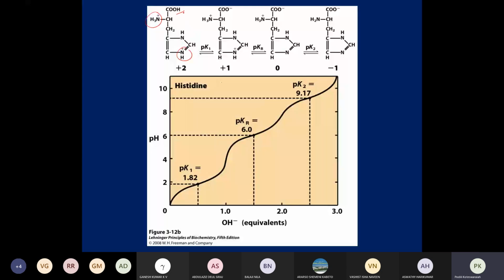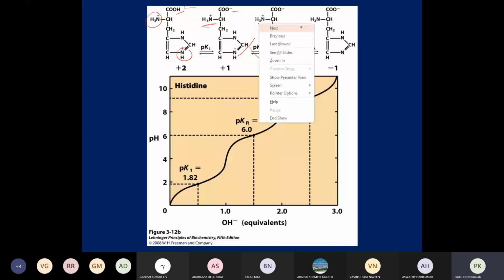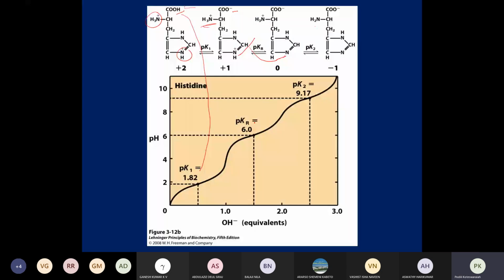When alkali is added, first the alpha carboxyl group loses a proton. With further addition of alkali, the imidazole nitrogen loses a proton, because the ring protons are more acidic compared to the aliphatic protons. That's why this loses a proton, and you can see here. And with further addition of alkali, the alpha amino group also loses a proton. So that means in this case, pK1 is because of the alpha carboxyl group, pK2 is because of the side chain imidazole group, and pK3 is because of the alpha amino group.